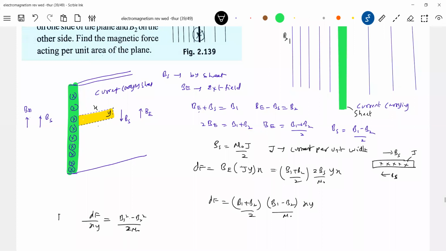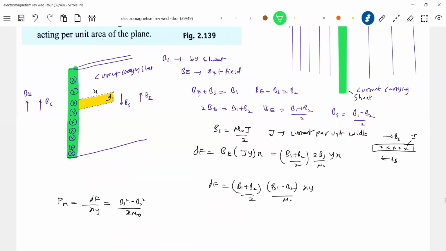This is nothing but magnetic pressure. In what direction will this force, this pressure be? In what direction is the dF acting? And you can see this B bar, this force will be perpendicular to the sheet. So this particular sheet will experience a force in this direction.